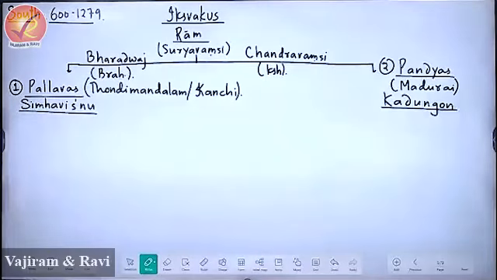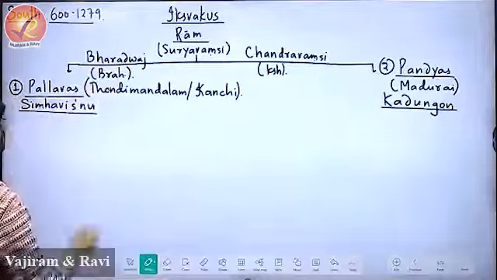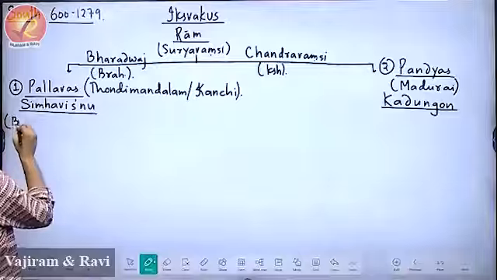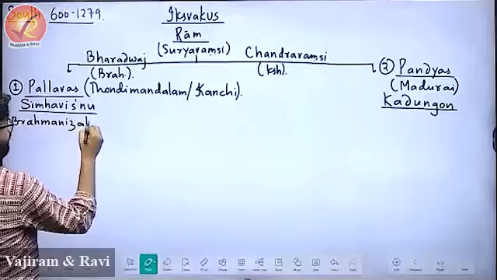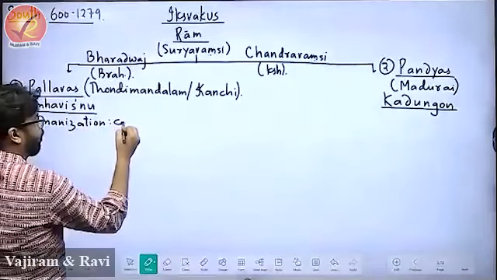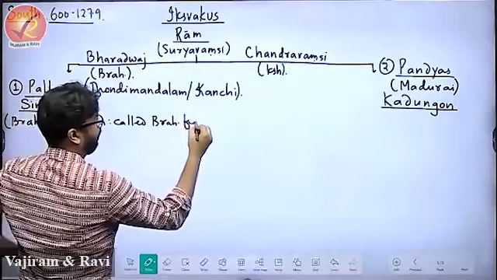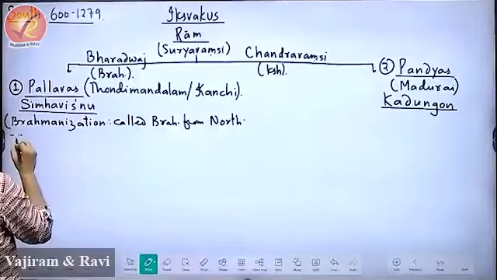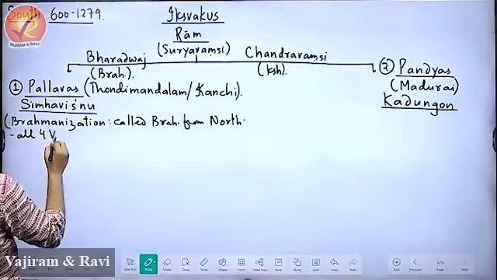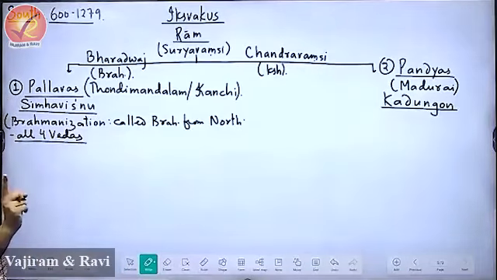Okay? So Simha Vishnu, because he has come from Ram, Ayodhya, he is a Bharadwaj Brahman, so he was interested in the Brahmanization of his territory, which means he called Brahmins from north. But there was one condition. Only those Brahmins can come who know all 4 Vedas. Condition hai bhaiya. Only those Brahmins who know 4 Veda will be called.